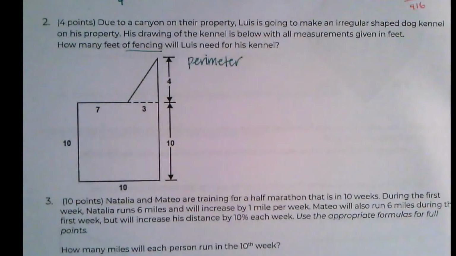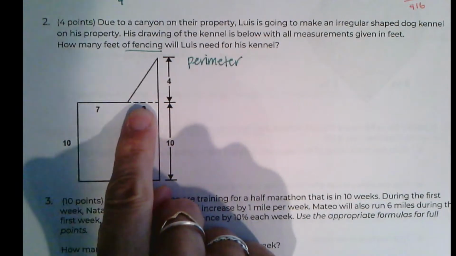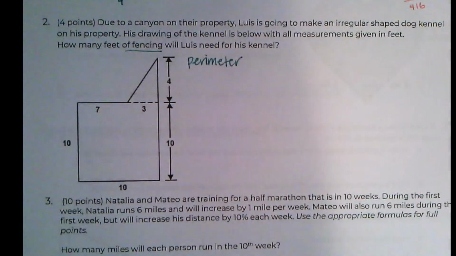Now, right off the bat, I want to tell you guys the most common mistake we've been making on these perimeter problems is that we have been including interior lines. So we do not want to include this 3 here. We're going to need it. There's a reason they gave it to us, but we don't want to include it when we're adding together stuff.